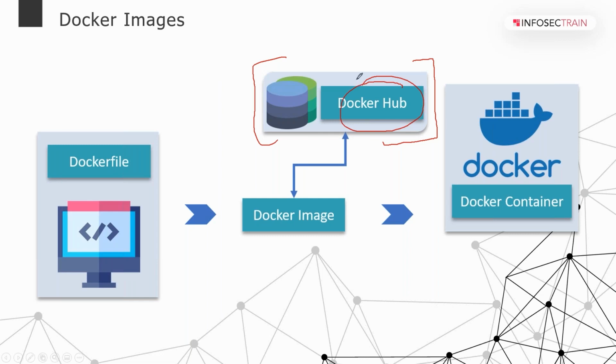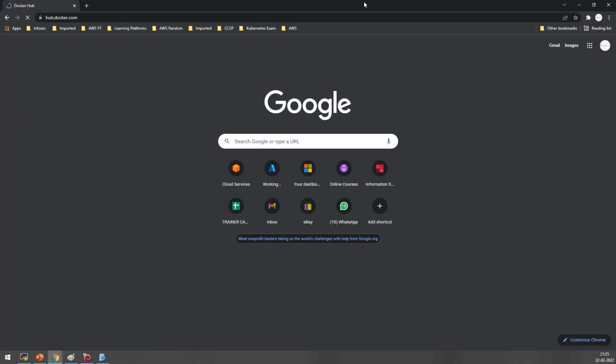Docker Hub is very simple. All you have to do is go to hub.docker.com. I'll show you that. You go to hub.docker.com and it will take you to Docker Hub.